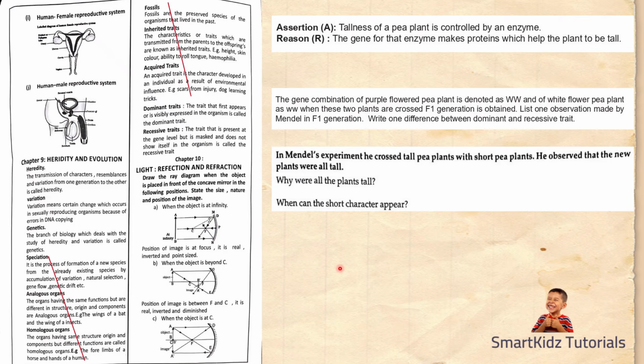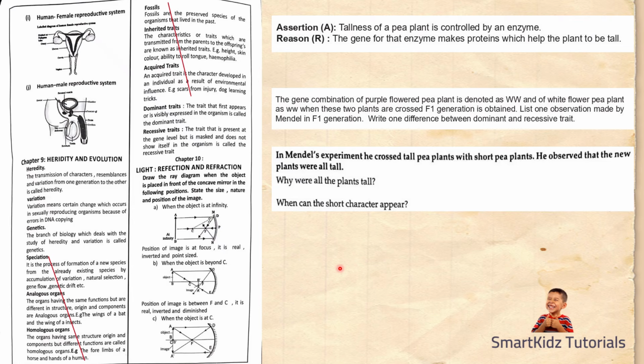What happened in the F1 generation? What happened in the F2 generation? What is a monohybrid cross? What is a dihybrid cross? Then the use of a Punnett square. All these issues. And one very important part is sex determination.